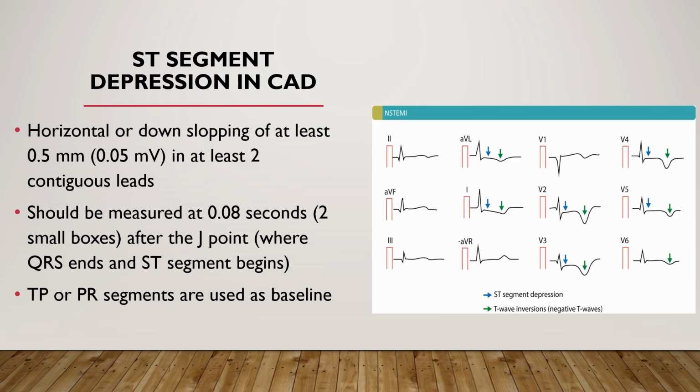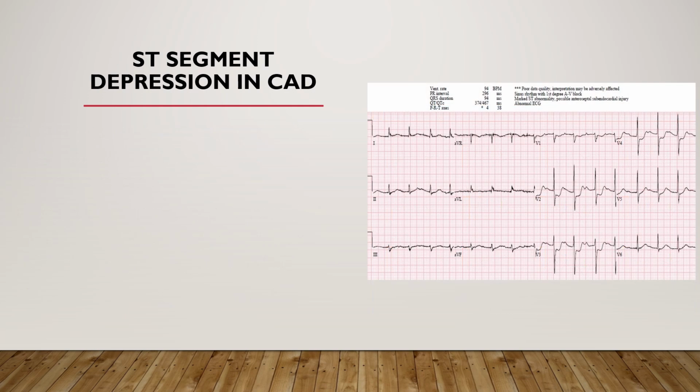Let's take a look at this picture. Here you see the downsloping pattern of ST segment depression in several contiguous leads, such as, for example, lead 1 and AVL, and lead V2 and V3. So typically, when you see ST segment depression, it is called non-ST segment elevation MI or non-STEMI.